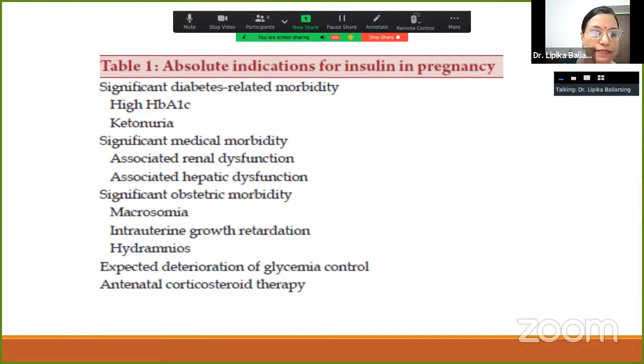If deterioration of glycemic control is expected due to any kind of stress or the presence of infection, then also we have to use insulin. And if the mother has received antenatal corticosteroid therapy, then that becomes an indication to give insulin to the mother.